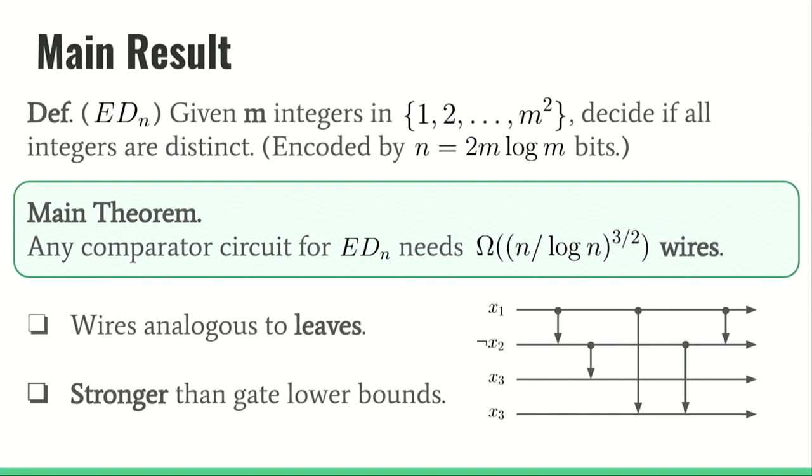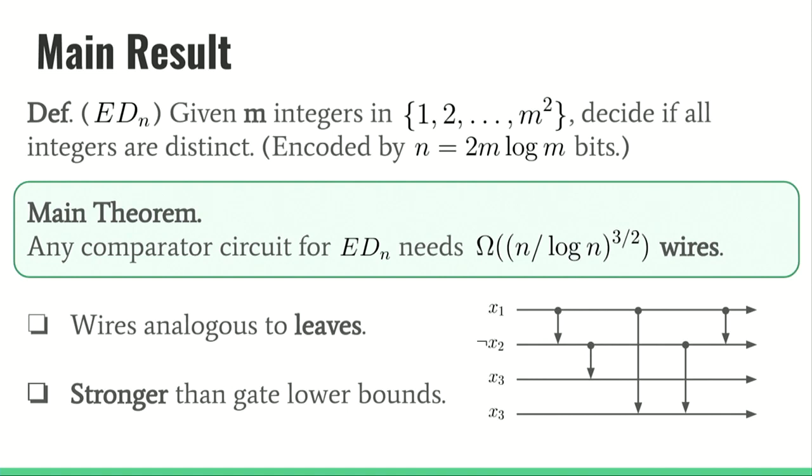So here's the function for which we prove the lower bound. It's the element distinctness function. Okay? So what is it? Well, it's pretty simple. You're given m integers in the range 1 to m squared, and you want to decide if all the integers that you were given are distinct. And this can be encoded by a string of roughly m log n bits. Right? And the main theorem is that any comparator circuit for this function is going to need n to the 3/2 wires in order to compute it correctly.